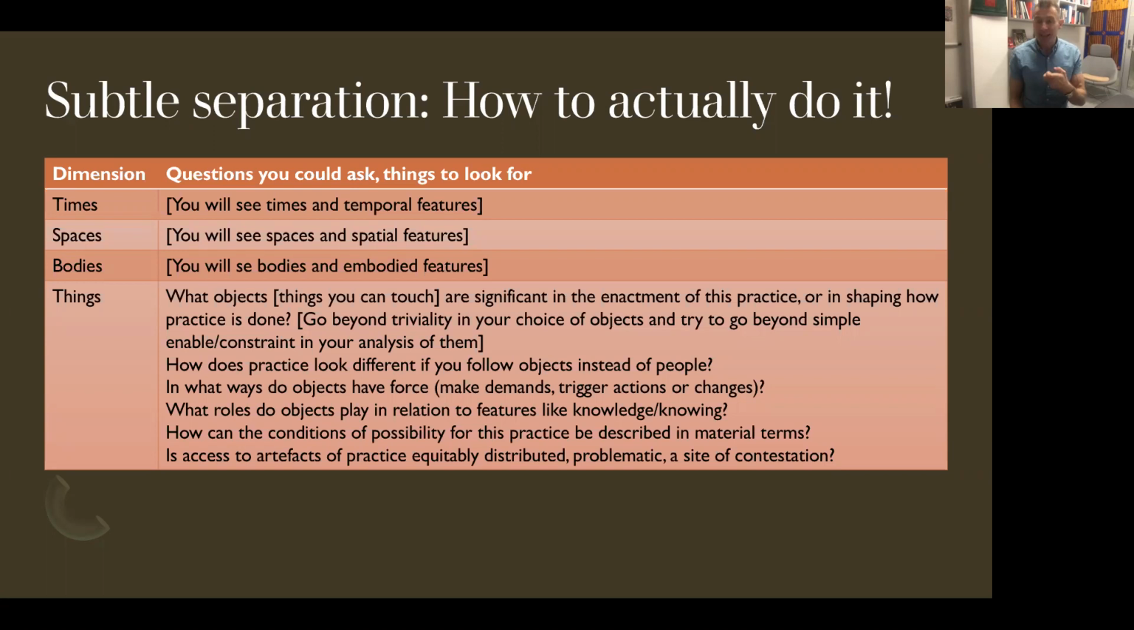In what ways do objects have force? Do they make demands of people? Do they trigger actions or changes? People think obviously about an alarm going off requiring somebody to go and switch it off and stop the noise, or a power cut happening, or earthquakes. But there are much more subtle ways in which objects make demands of us and require attention. If somebody gives you something with writing on it, it's almost asking you to read it. The object is part of that expectation. What roles do objects play in relation to features like knowing and knowledge?